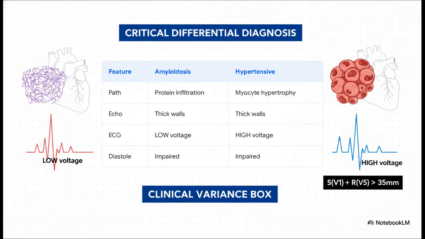This clinical variance box perfectly isolates exactly where these presentations diverge. We're looking at cardiac amyloidosis versus hypertensive heart disease. Both of these are going to cause severely thickened left ventricular walls and diastolic failure, but the variance is entirely in the ECG. Hypertensive hypertrophy features true muscle mass growth, producing massive, high-voltage QRS complexes. We're talking the S-wave in V1 plus the R-wave in V5 being greater than 35 millimeters. Amyloidosis, on the other hand, features thick walls strictly due to protein infiltration, creating that discordant, severely low-voltage pattern.